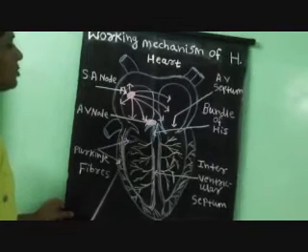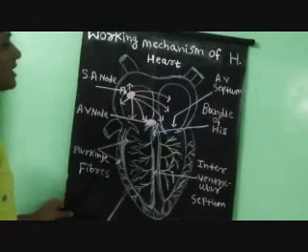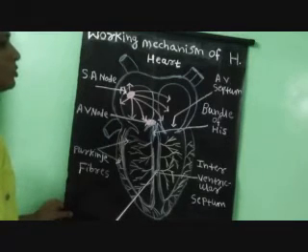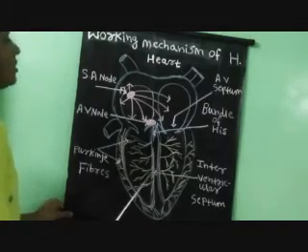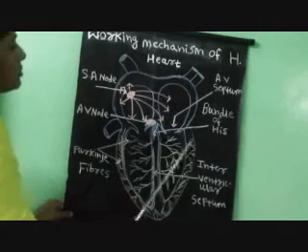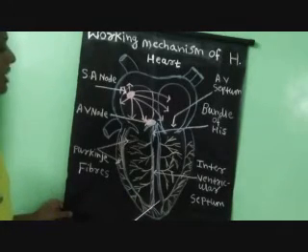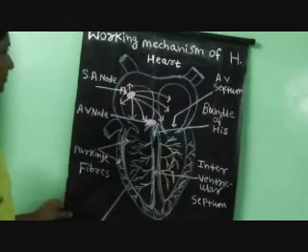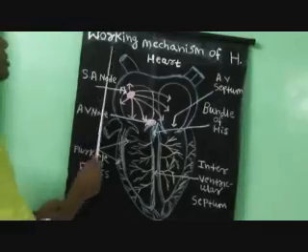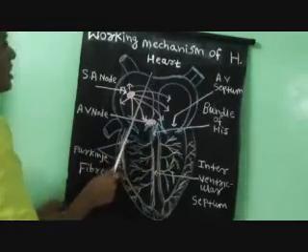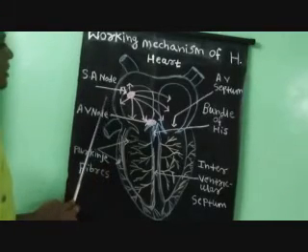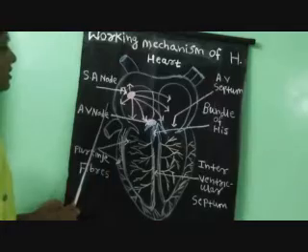In this way, we can calculate total cardiac output. That means CO is equal to HR into SV. That means 70 into 72 is equal to 5040 ml. That means approximately 5 liters of blood is pumped by both the ventricles during systole. In this way, we studied about working mechanism of human heart. That means cardiac cycle, auricular systole, ventricular systole and joint diastole.